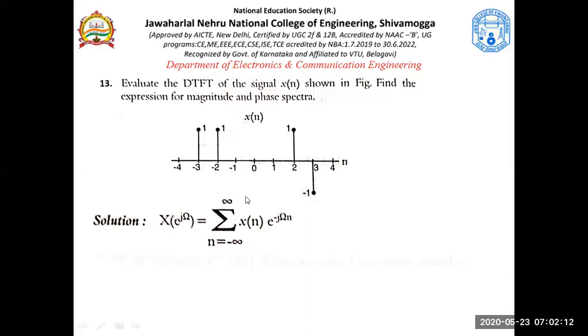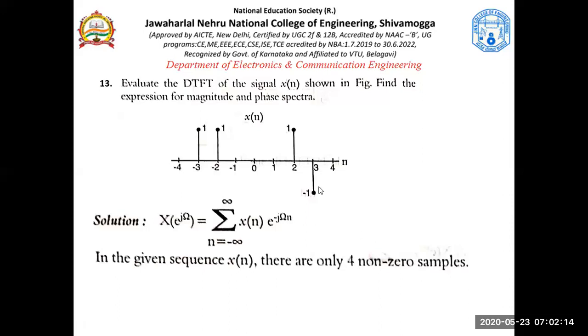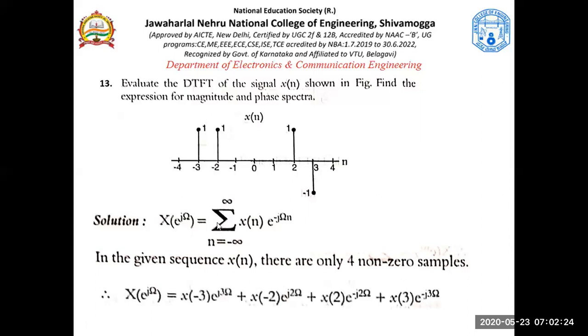Now, there are only 4 non-zero samples, as can be seen here. So let's expand this and just keep the samples which are present in the given signal. Here, x of -3 is there. Then x of -2 is there. X of 2 is there. Then x of 3 is there.